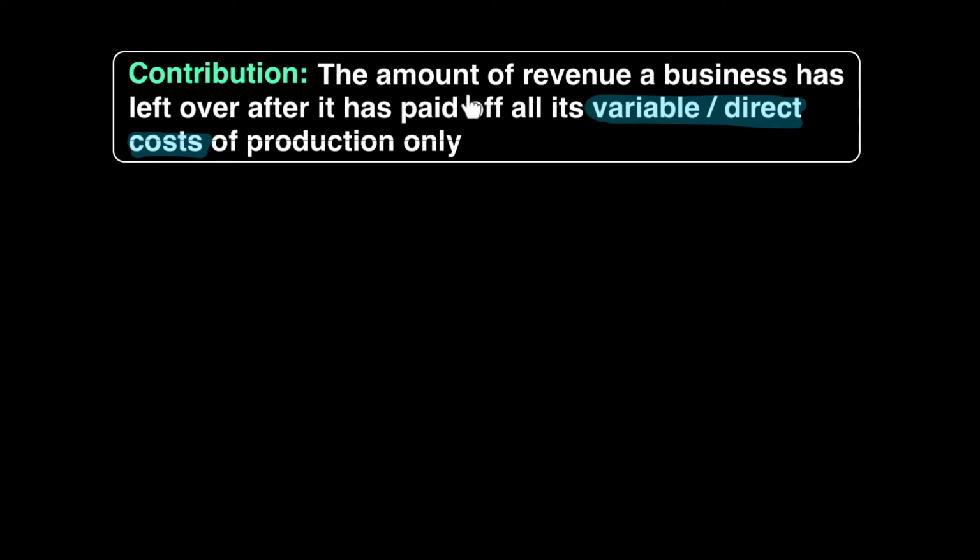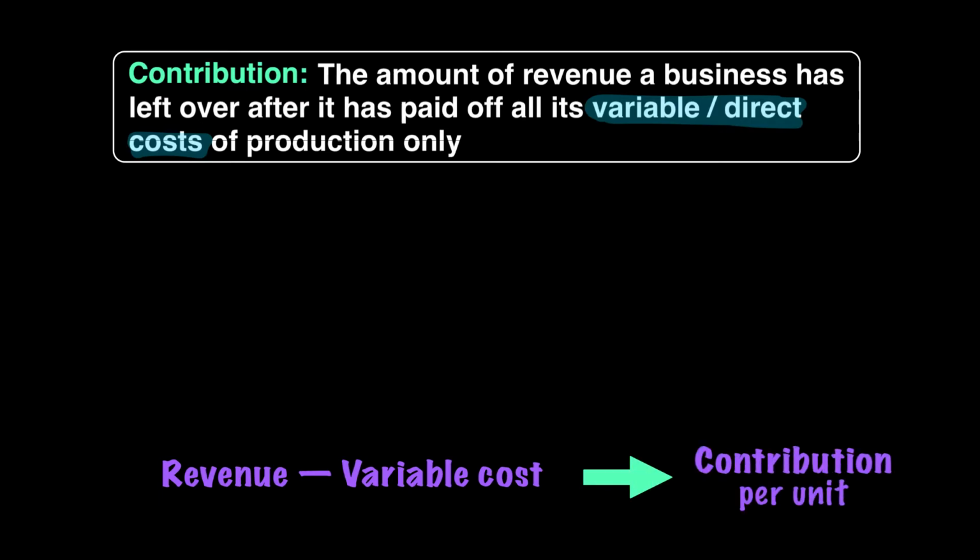So if I put this into a formula, it will look something like this. My revenue, which is of course coming from my sales, minus variable costs, should give me contribution. And the thing to remember, and please don't forget this, is that contribution is always calculated per unit. So you calculate it for 1 unit of output, and then you simply multiply it by the number of output you have to calculate total contribution should you need to do that.